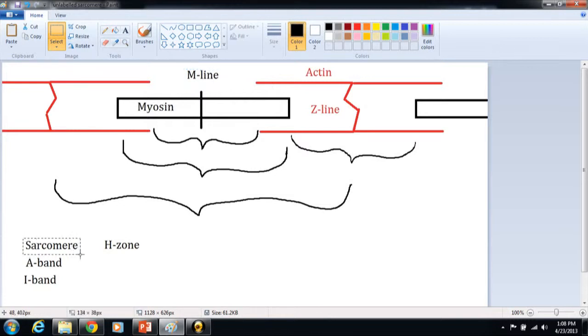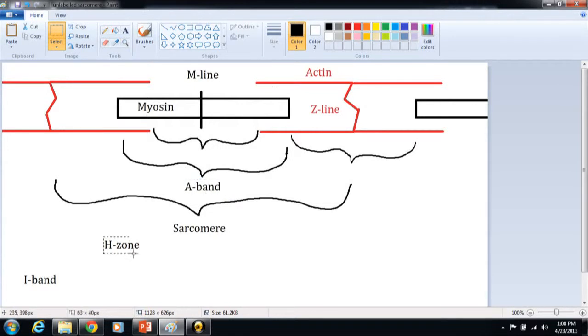So collectively, our sarcomere goes from the Z line of one actin filament to the Z line of another actin filament. So this large lambda here is our sarcomere. Okay? Then we have a few bands or zones that comprise the different areas within the sarcomere. Okay? The A band is the length of the myosin. So from one end of the myosin to the other is our A band. So that's this one right here.